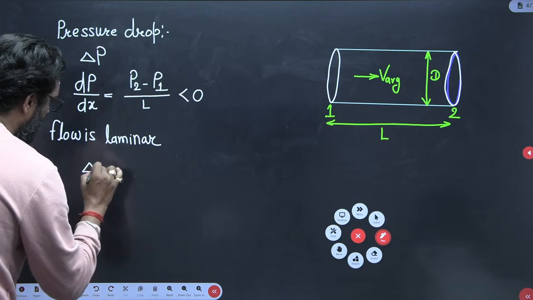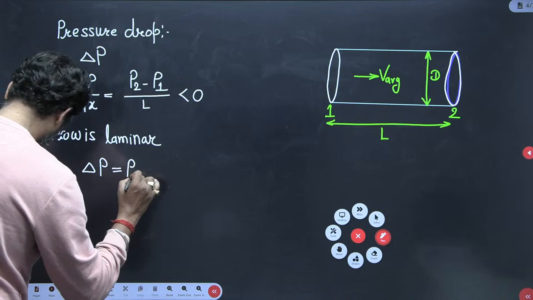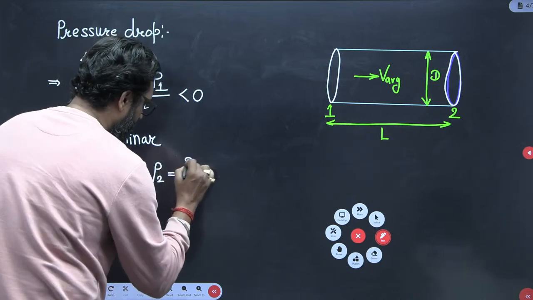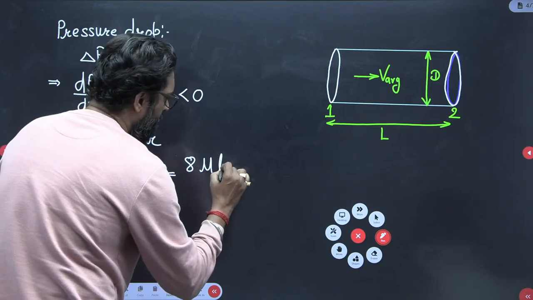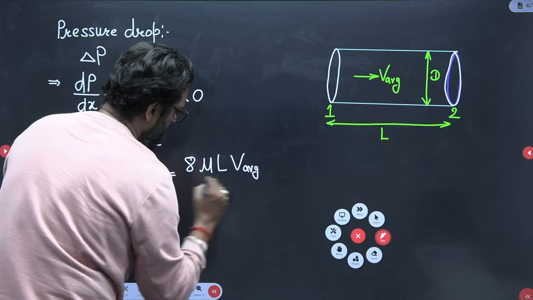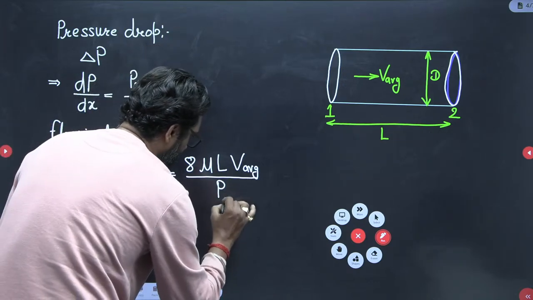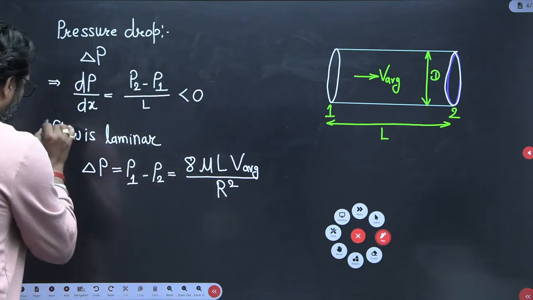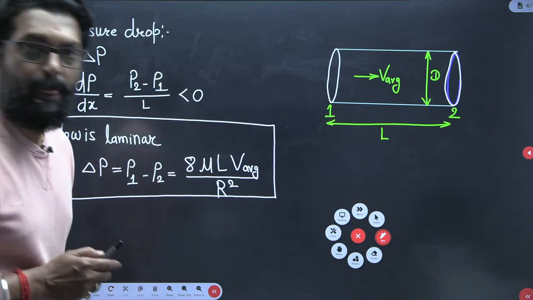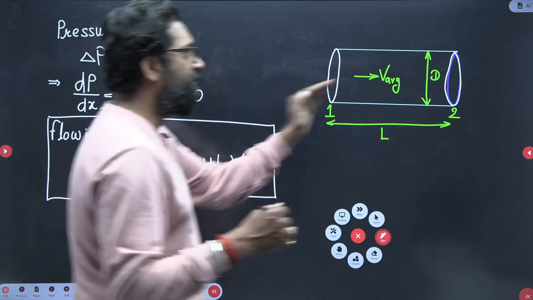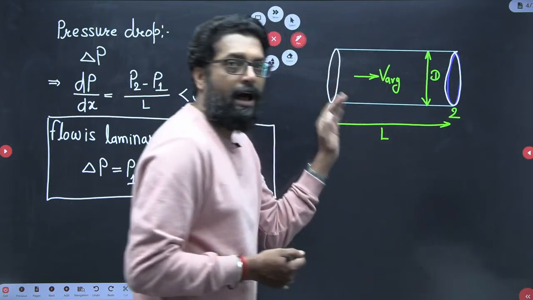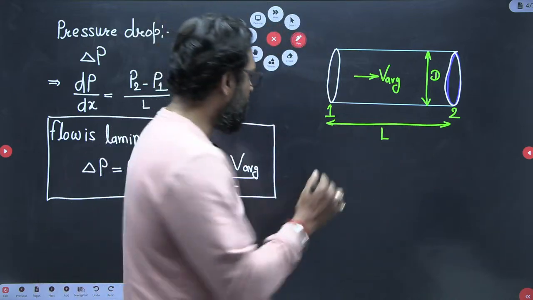from the Darcy viscous equation, taking a positive value, P1 minus P2 is equal to 8 mu L V average divided by R square, where R is the radius of the pipe. This is only for laminar flow in a circular pipe. Now, if you calculate the pressure loss during the fluid flow, whether the fluid is flowing laminar or turbulent, there must be a pressure loss. So, what is the pressure loss for any type?